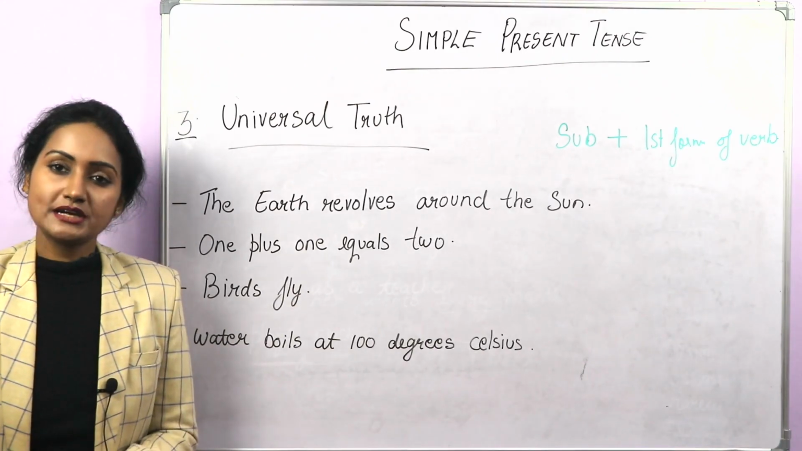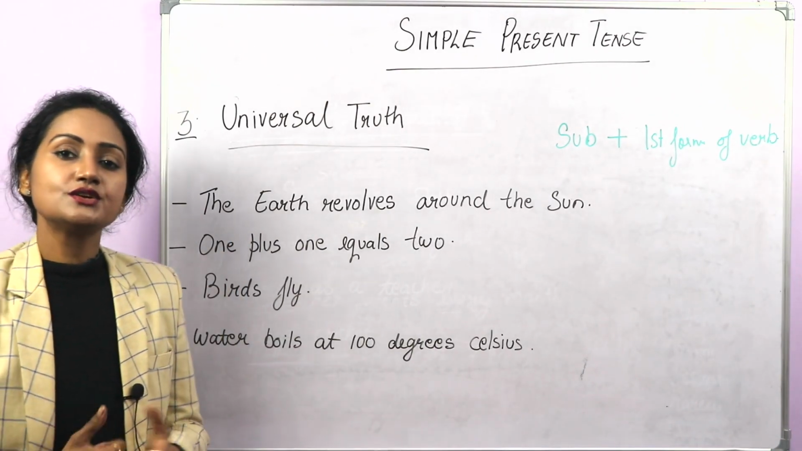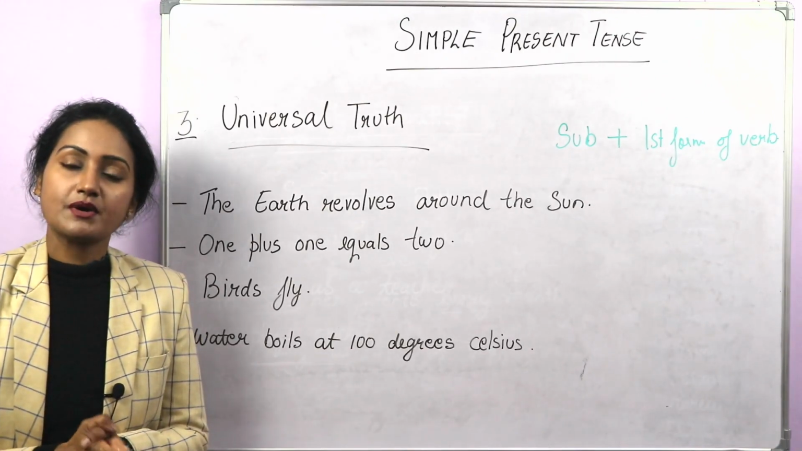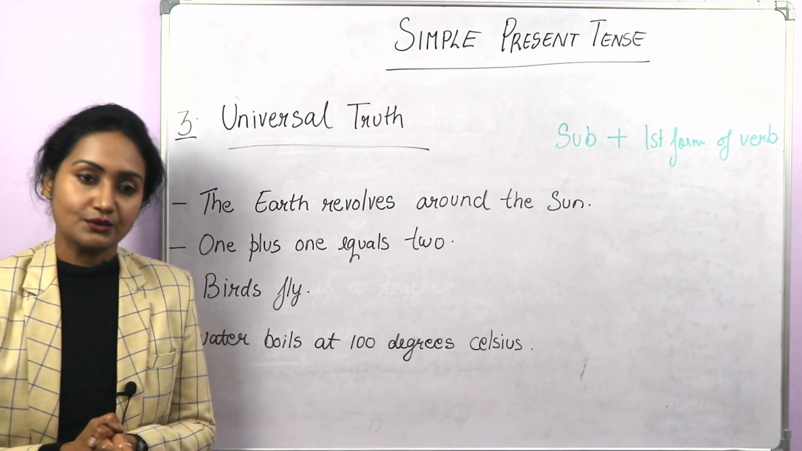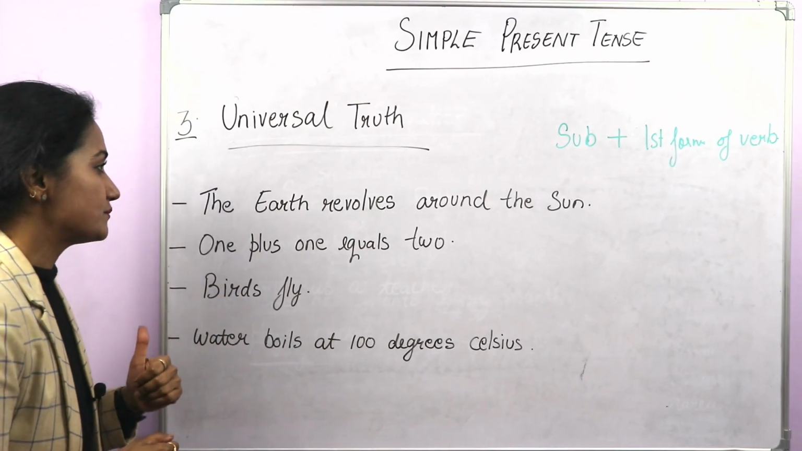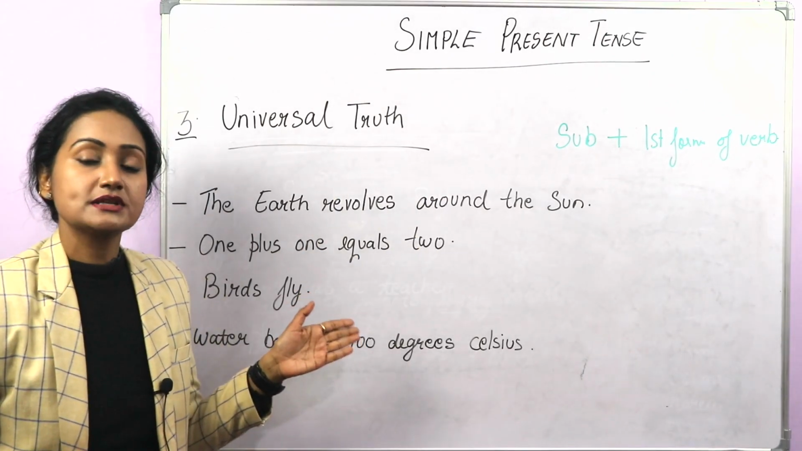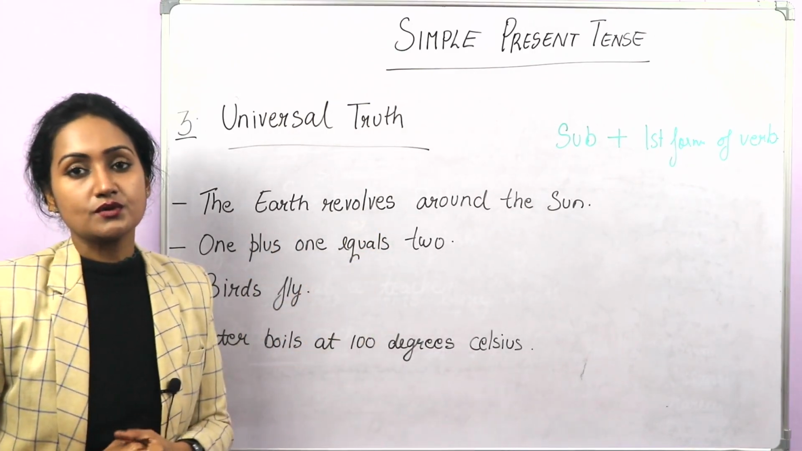The third situation is universal truth. Now what is universal truth? Universal truth is the statement about the world which is true and permanent. Okay, let's have some examples. The rule will remain the same. The sentence will start with a subject, and then after the subject, first form of the verb will come.